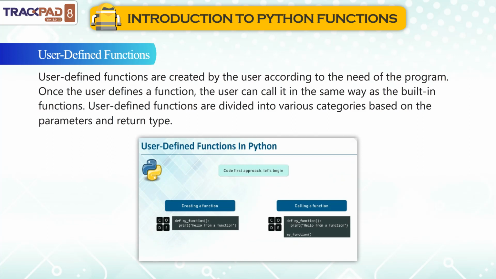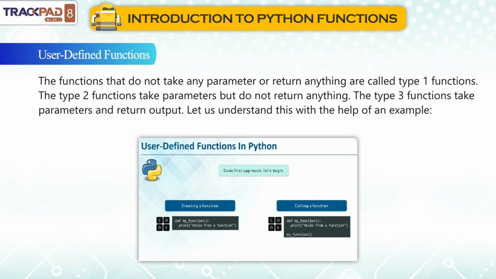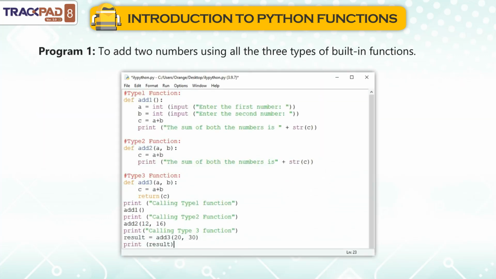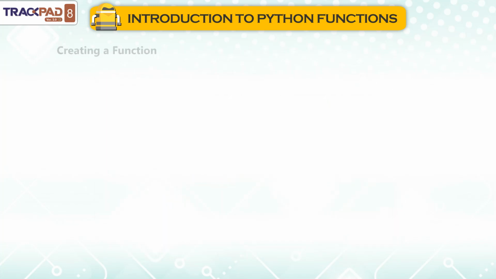User-defined functions are divided into various categories based on the parameters and return type. The functions that do not take any parameter or return anything are called type 1 functions. The type 2 functions take parameters but do not return anything. The type 3 functions take parameters and return output. Let us understand this with the help of an example. Program 1. To add two numbers using all the three types of functions. You will get the following output.